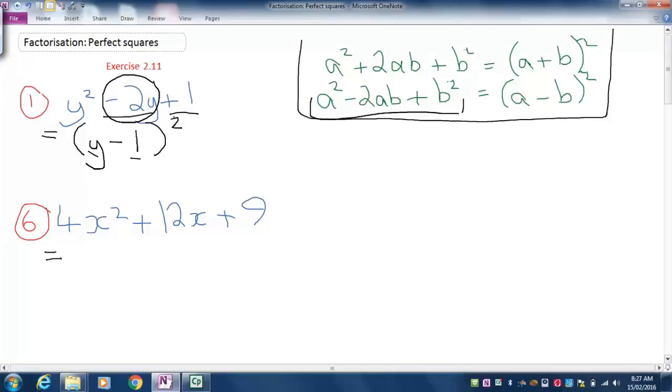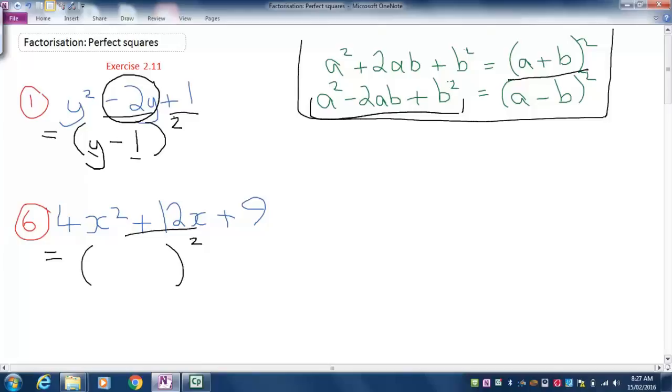Using the same method for number 6, I need something in brackets, all squared. The middle term in this one is positive, which means I'm looking at something of the form a plus b all squared when I factorize.